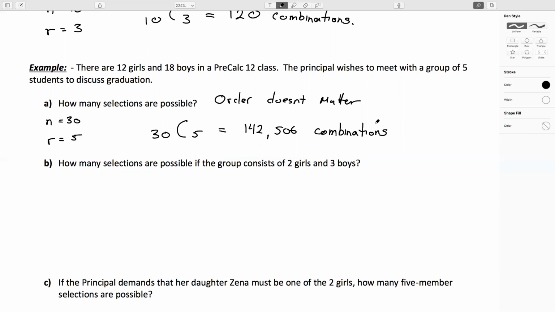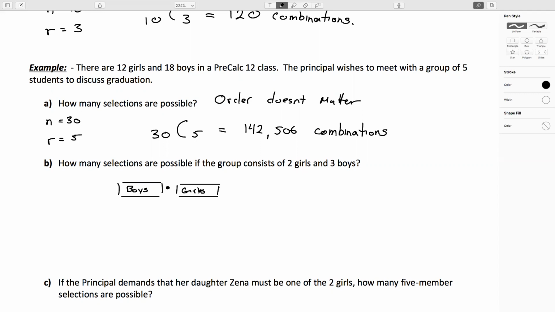All right, question B. How many selections are possible if the group consists of 2 girls and 3 boys? So now this is getting a little bit trickier. We can't just use a population of 30. We've got to split this up into the population we're pulling from. So we've got to basically break this problem down into 2 categories, the boys and the girls. And we have to treat it almost like a fundamental counting principle problem. We have to figure out the number of ways we can arrange the boys, the number of ways we can arrange the girls, and then multiply them together.